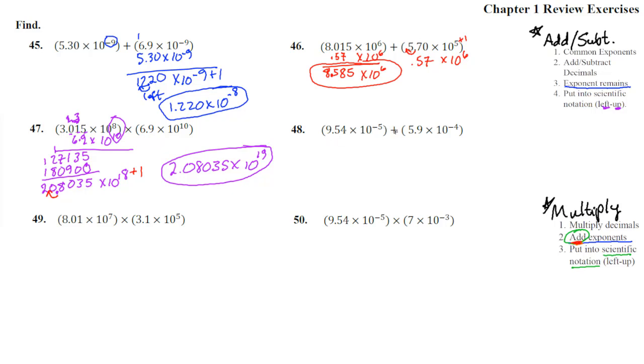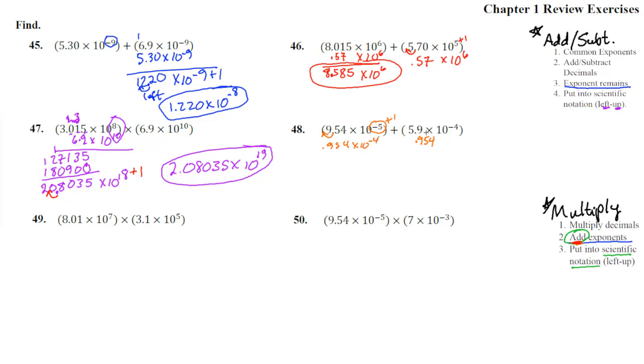Okay, number 48. 9.54 times 10 to the negative 5th plus 5.9 times 10 to the negative 4. Let's put these both to the biggest one. So we're going to go up 1 there. That'll put it to a negative 4. So that has to go left. So we have 0.954. Let's write that out. 0.954 times 10 to the negative 4.